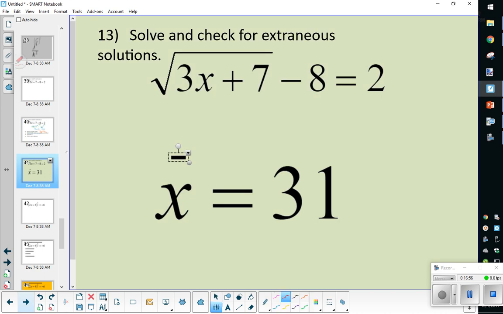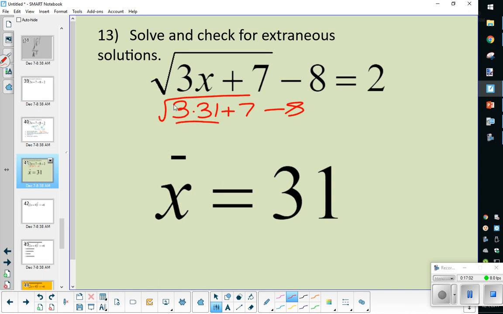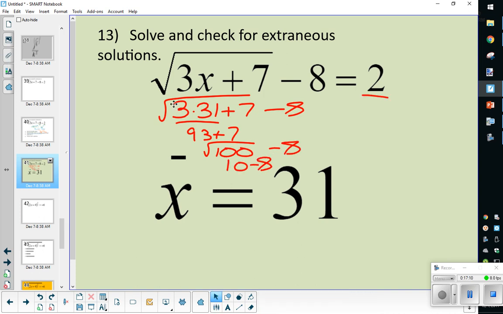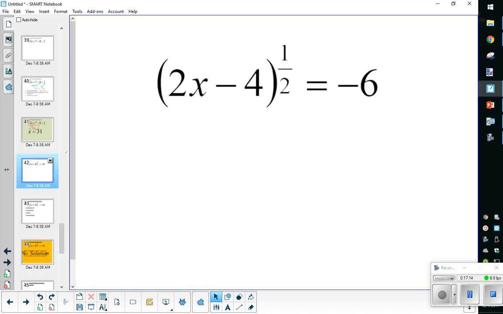If you wanted to check, it would be easy enough. You're doing this problem right here. 3 times 31 is 93. Plus 7 is 100. Square rooted, minus 8. That'd be 10 minus 8. Get you 2. We checked it, but we knew it was going to work because we didn't square a negative number. Okay, 3 more. That one.